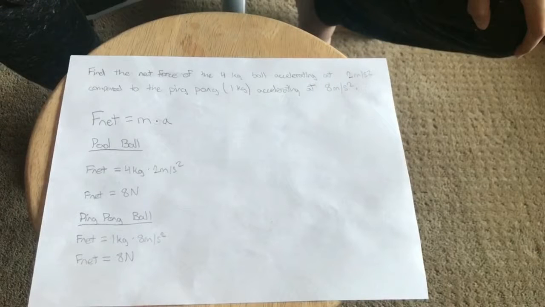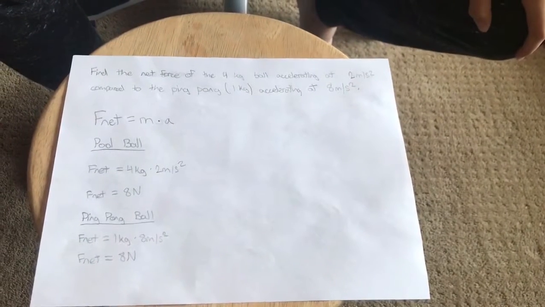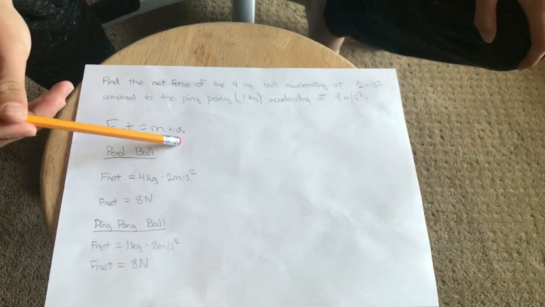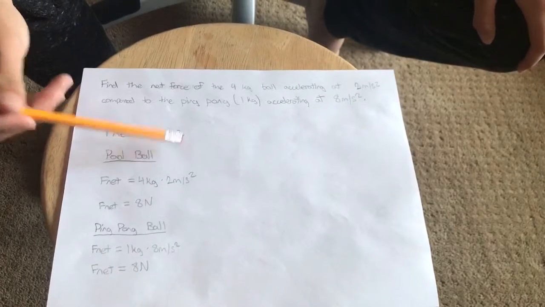For this problem, we're trying to find the net force of a 4 kilogram pool ball accelerating at a rate of 2 meters per second squared, and the net force of a 1 kilogram ping pong ball accelerating at a rate of 8 meters per second squared. To find the net force, we can use the equation F net equals mass times acceleration. Since we have the mass and acceleration, we can plug those into the equation and easily find the net force.